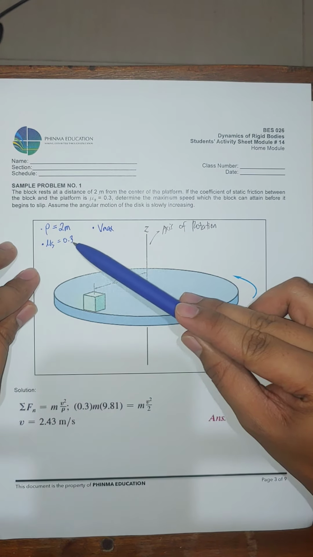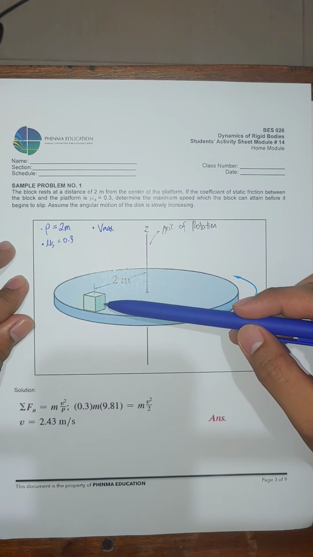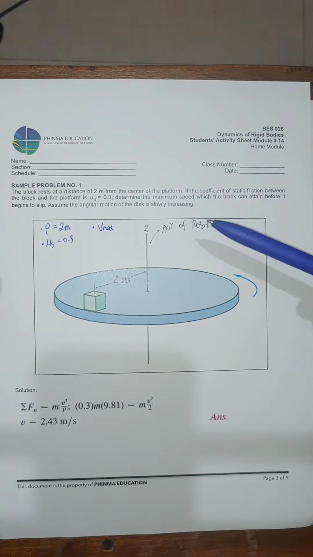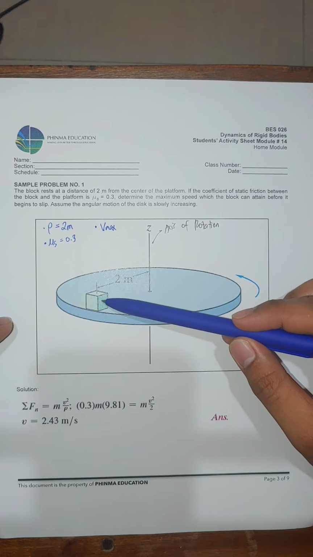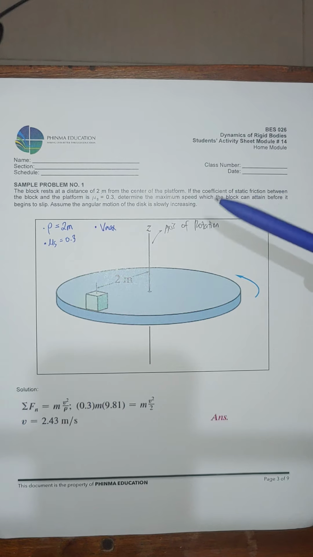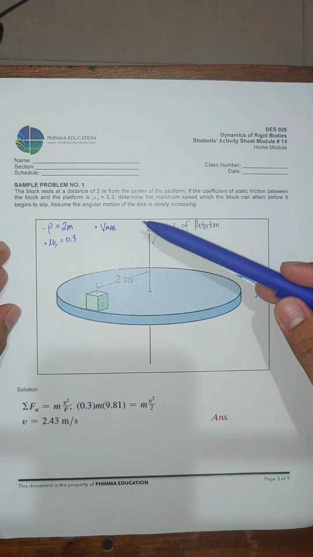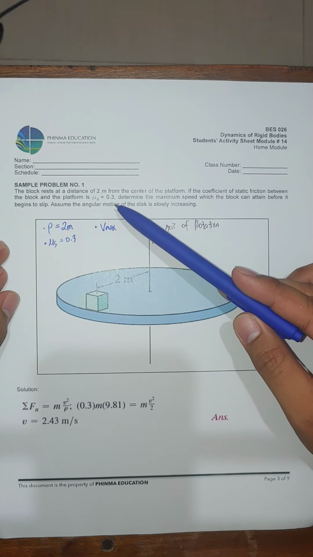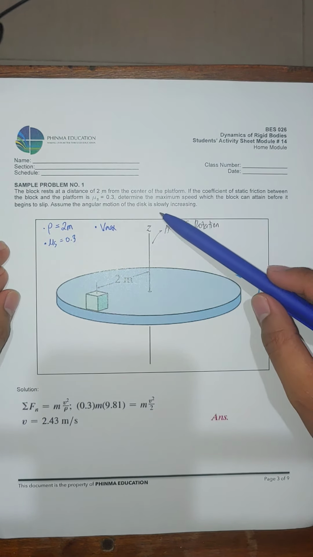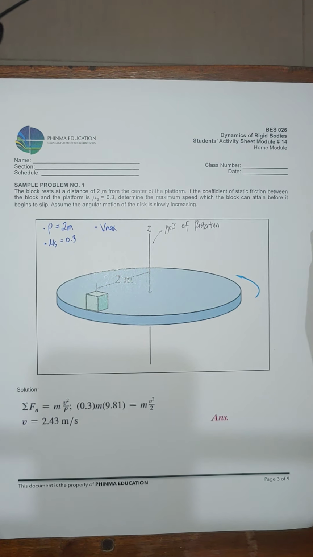The coefficient of static friction is just enough so that the object will not move at a certain force while it is stationary. The kinetic is the friction while the object is moving. So the difference is that static is when the block is stationary, and kinetic is while the block is moving. And you were asked to determine the maximum speed which the block can attain before it begins to slip.